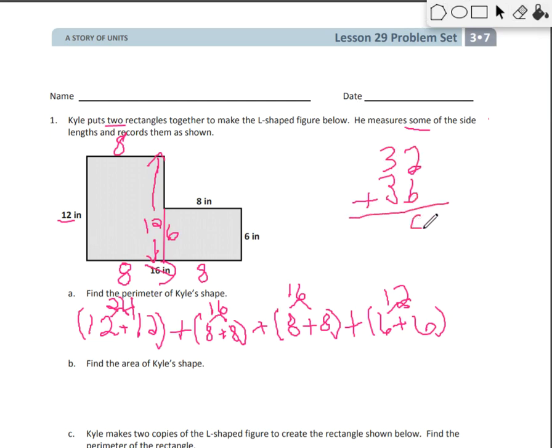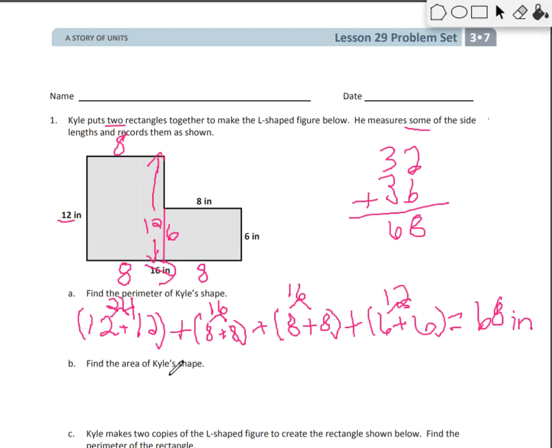All right, 6 and 2 is 8, and 3 and 3 is 6. So the perimeter would be 68 inches. Remember, perimeter is just regular, they're measured in regular inches, regular meters, regular feet. We don't make them square feet.